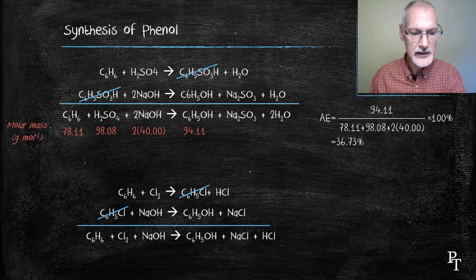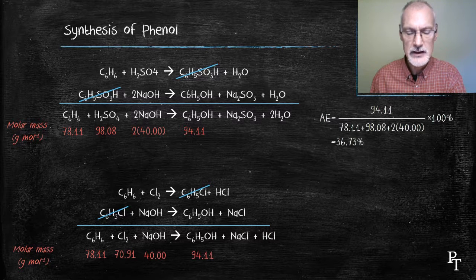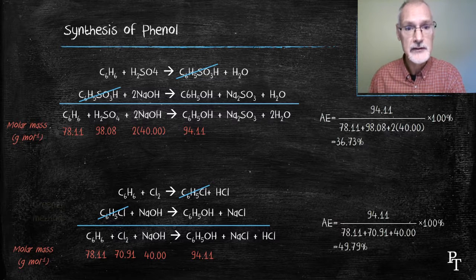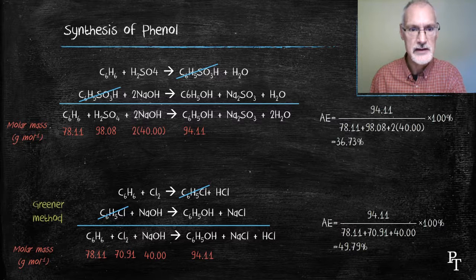My second process, again, I look up the molar masses of all of my substances and apply the formula, and I get a process that's almost 50% efficient. 50% of the atoms in my reactants end up in my desired product. This would be considered, at least from an atom economy point of view, the greener method.